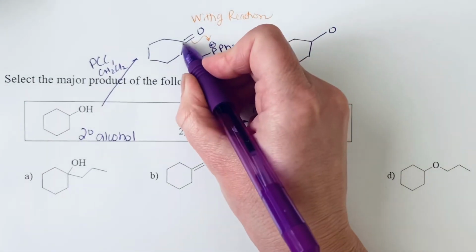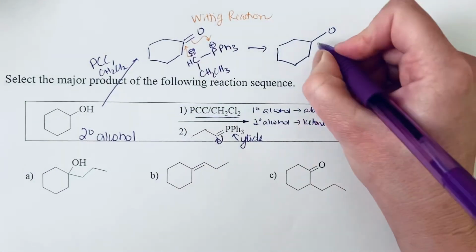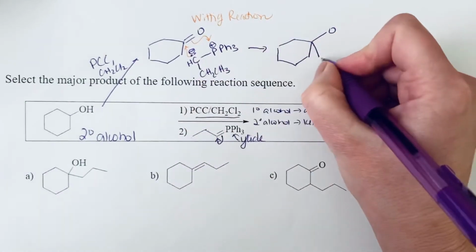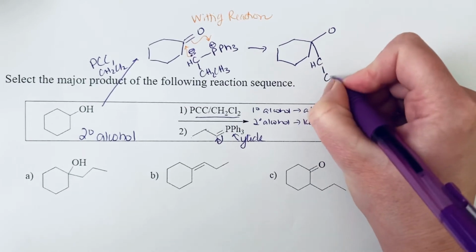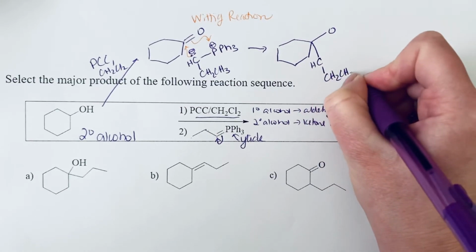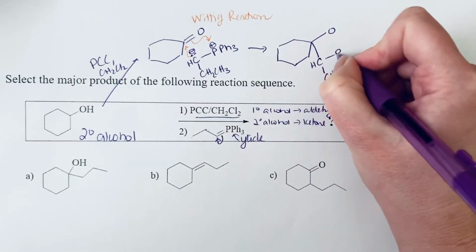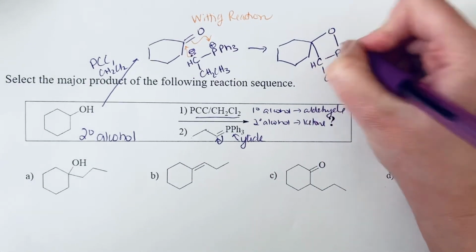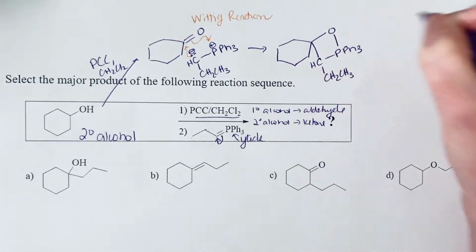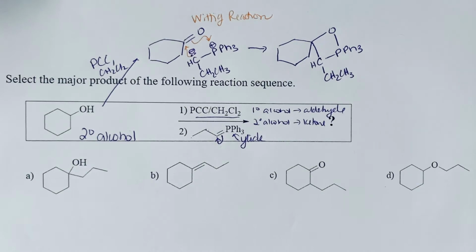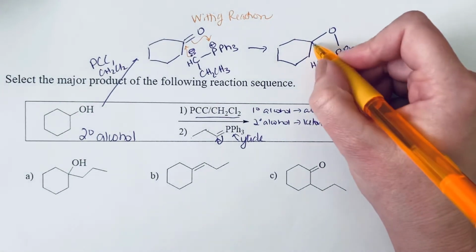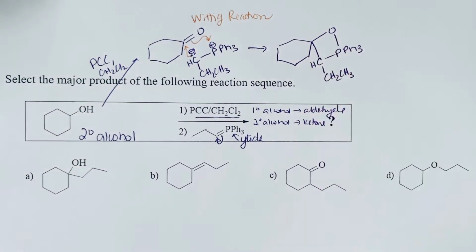We've got the single bond between the carbon and the oxygen, and then we've got a bond to this carbon. We'll put a hydrogen on there, as well as its ethyl group, a bond to the phosphorus, and then we have this oxygen-phosphorus bond. And so you get this four-membered ring intermediate, which quickly collapses. And it collapses to form the alkene and the phosphorus-oxygen double bond.